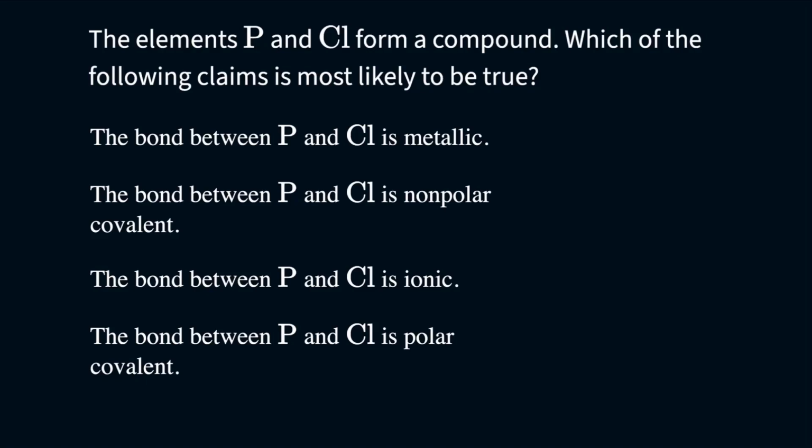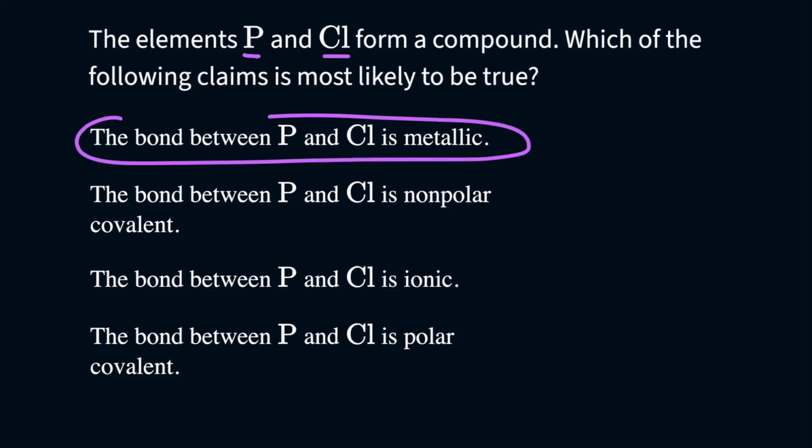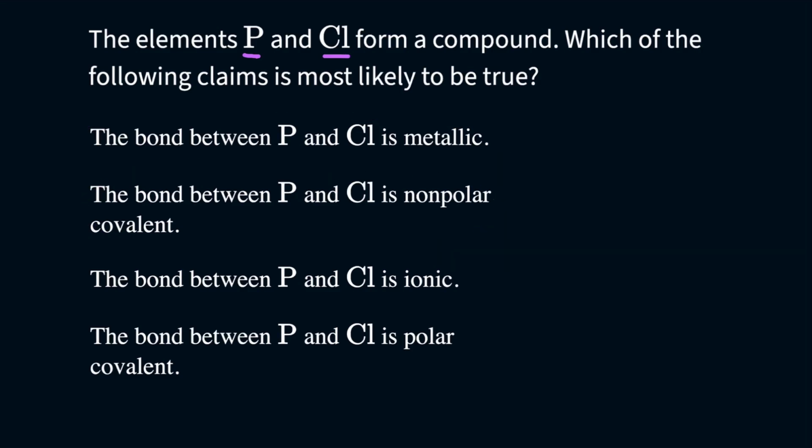The elements phosphorus and chlorine form a compound. Which of the following claims is most likely to be true? The bond between phosphorus and chlorine is metallic. The bond between phosphorus and chlorine is nonpolar covalent. The bond between phosphorus and chlorine is ionic. And then the bond between phosphorus and chlorine is polar covalent.